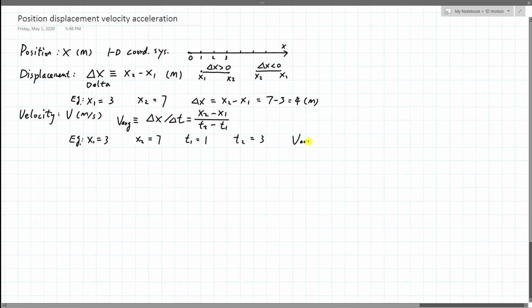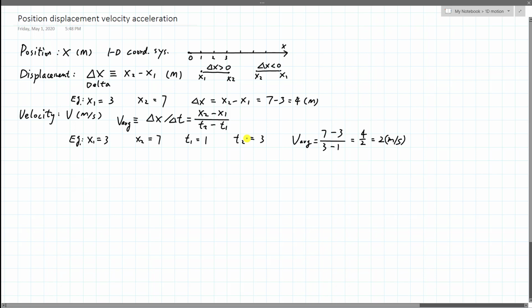So v average is final minus initial, so 7 minus 3 divided by 3 minus 1, so 4 over 2, that gives you 2 meters per second of average velocity. This average velocity describes the duration between 1 second and 3 seconds.